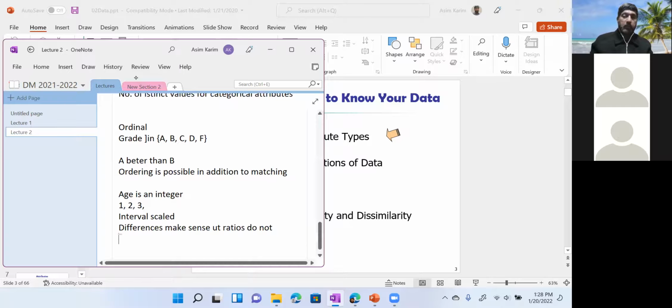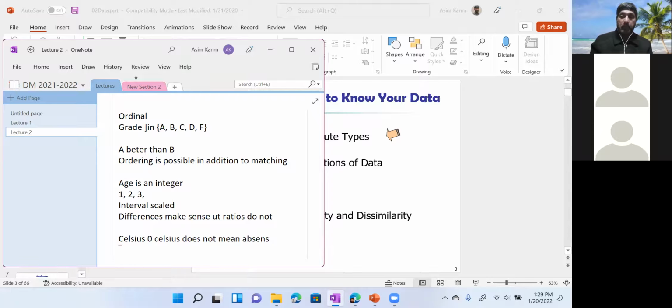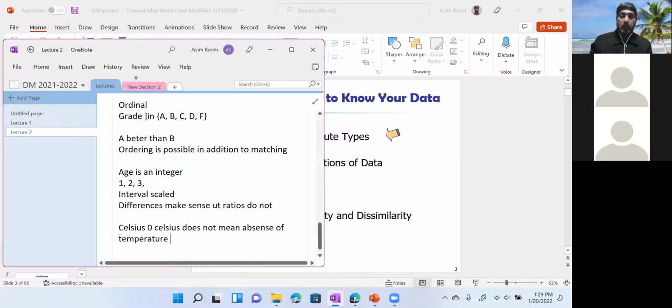So the best way to understand this is these are arbitrary scales, meaning that these scales can be slid left or right. They don't have an absolute zero. And the usual example given here is the temperature scale in either Celsius or Fahrenheit. So Celsius, 0 degrees, 0 Celsius does not mean absence of temperature. So it doesn't have an absolute zero, it's relative.